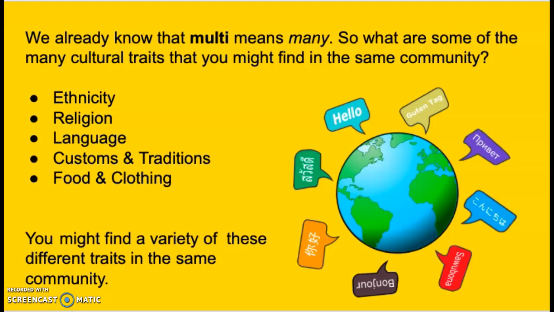We already know that multi means many. So what are some of the many cultural traits that you might find in the same community? Ethnicity, religion, language, customs and traditions, food, and clothing. You might find a variety of these different traits in the same community.